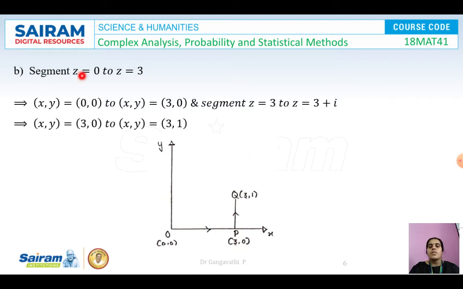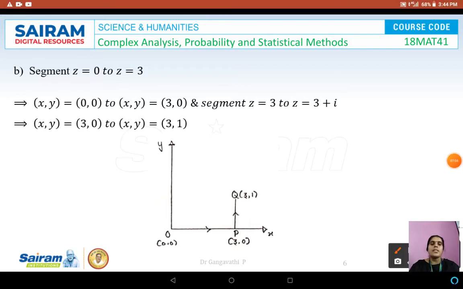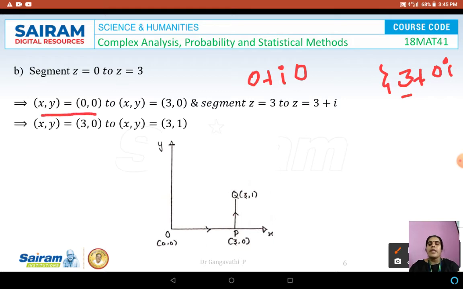So z equal to 0, where z is nothing but x plus iy, and z equal to 3 is nothing but x plus iy equal to 3. So z equal to 0 is nothing but 0 plus i0, and z equal to 3 is nothing but 3 plus 0i. Z is nothing but x plus iy. So the real part is 0 and the real part of the second term is 3. So x comma y varies from the point 0 comma 0 to the point 3 comma 0.